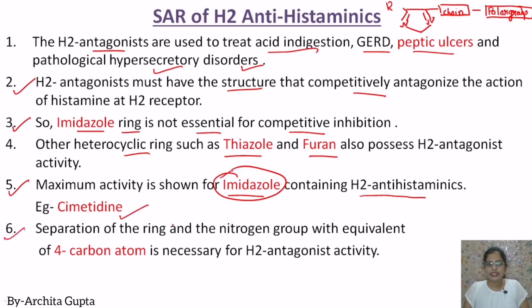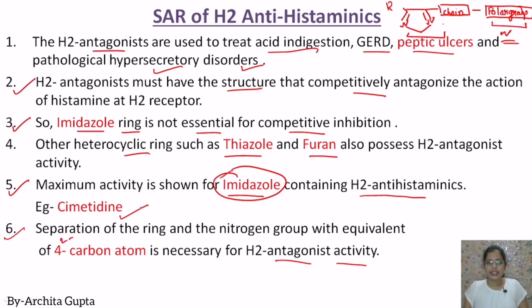The sixth point says that the ring and the nitrogen group should be separated by the equivalent of 2 to 4 carbon atoms, which is required for the H2 antagonist activity. So what it says, dear students, ki jo bhi heterocyclic ring hai, aur ye jo polar group hai, that is the nitrogen which should be a polar group, ye jo heterocyclic ring hai aur jo nitrogen group hai, it should be separated by equivalent of 2 to 4 carbon atoms, which is very much mandatory for the H2 antagonist activity.